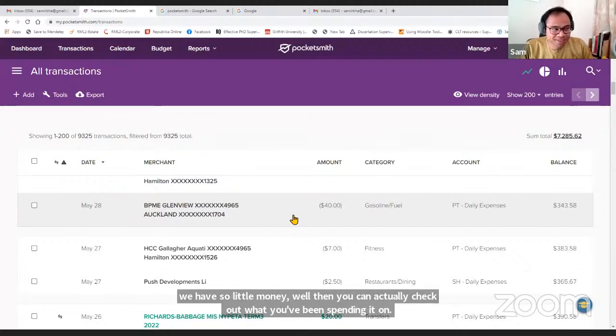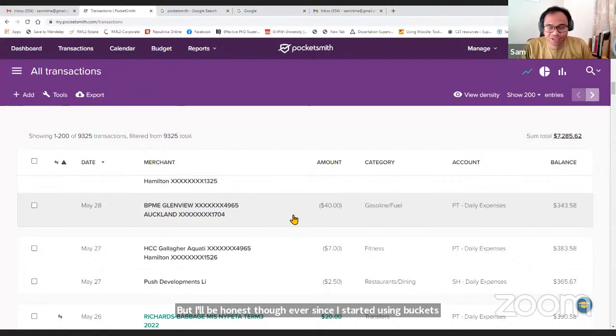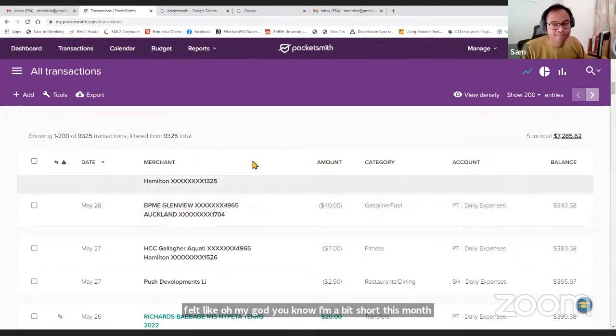But I'll be honest though, ever since I started using PocketSmith, I've never had a situation where I didn't know what's happening to my money. And I got to tell you, it's a powerful feeling. It's a powerful feeling to know exactly what's happening with your money and knowing exactly where it's going. And I think before I used accounting software, I always felt like, oh my God, I'm a bit short this month. Where did all the money go? But now with accounting software, I exactly know where that money is going, and it's a really awesome feeling.